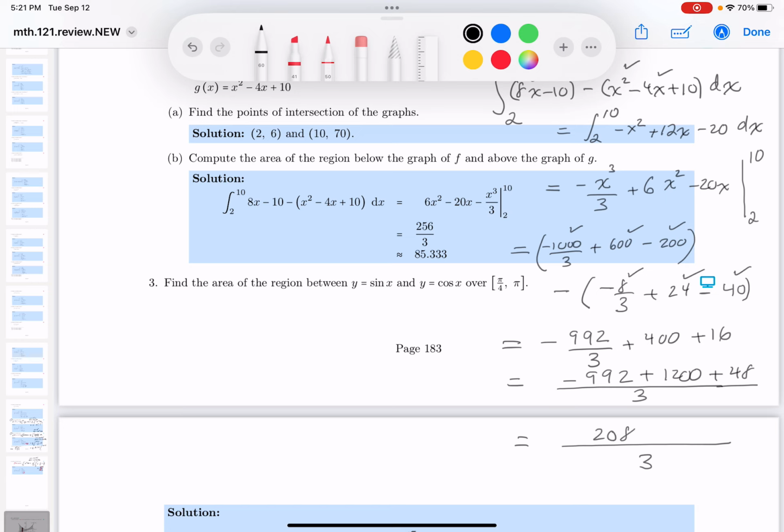Make sure I did that right. Yeah, 208 plus 48. And that's going to give me what? 256 over 3. That's the way I prefer to see the answer, by the way. Although it's improper, I prefer to see the answer that way.